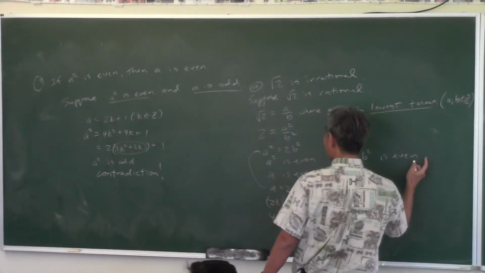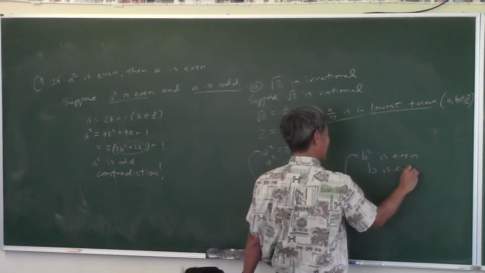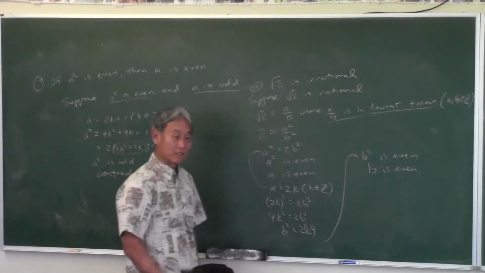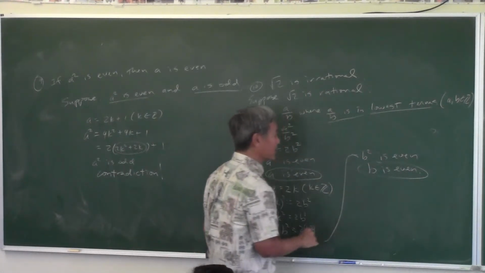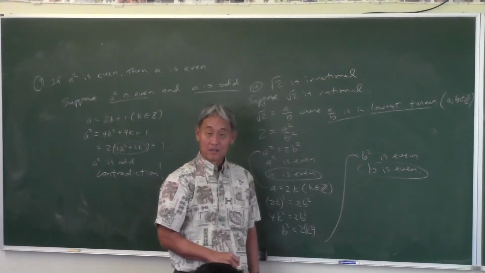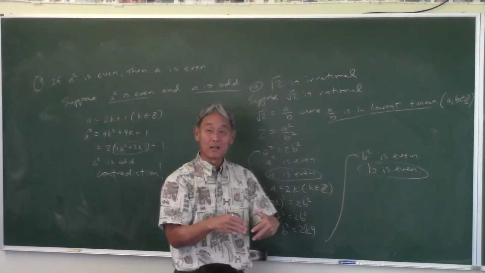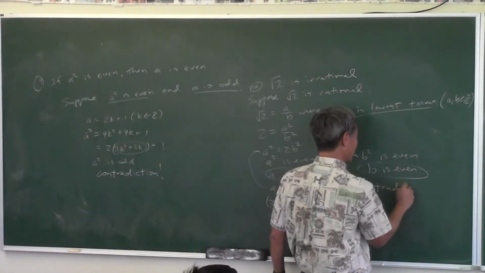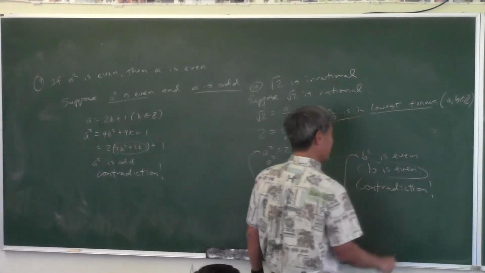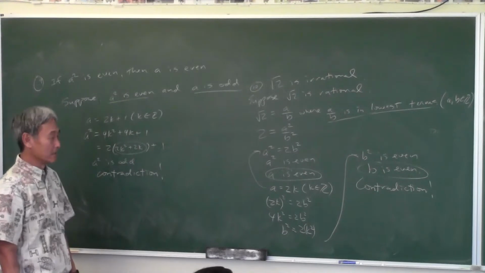But then according to this theorem, b has to be even. But then it's not in lowest terms. Now do you see the contradiction? How can a be even and b be even if it's in lowest terms? Because if you had an even number over an even number, you can reduce it down. So there's your contradiction. Therefore, that statement is true. Isn't that pretty neat?